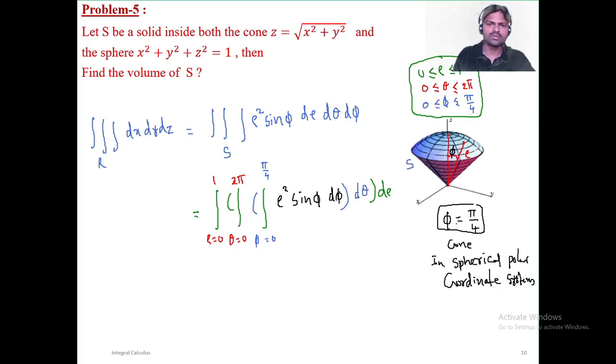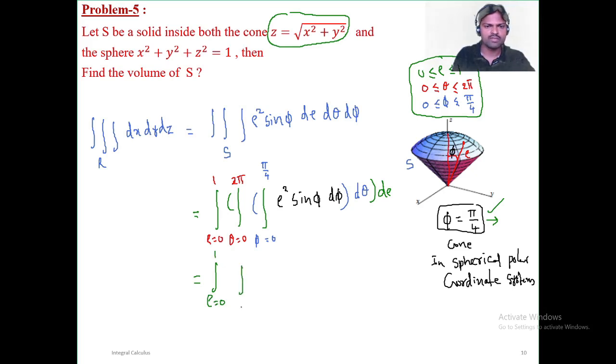And one more thing, phi equal to pi by 4, I have given the proof in the last lecture, the lecture related to the spherical polar coordinate system. There I proved that z is equal to square root of x square plus y square means phi is equal to pi by 4. Let's look at it for reference. Okay, let us evaluate this. So rho is from 0 to 1, right?